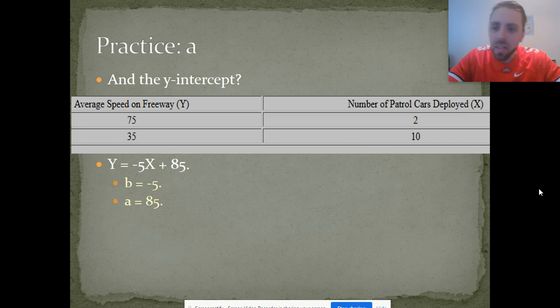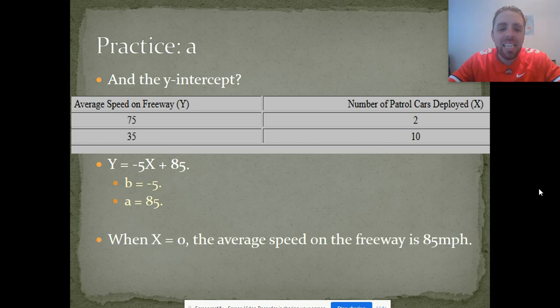So please write down an interpretation for the y-intercept, and pause it if you need time to think that over. When x equals 0, the average speed on the freeway is 85 miles per hour. That's a perfectly accurate interpretation of what the y-intercept is telling you here.